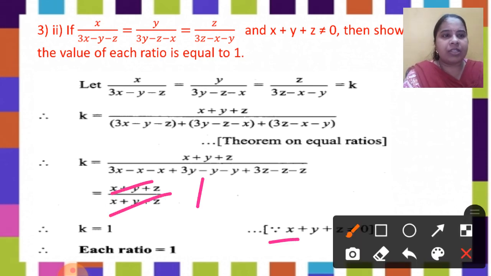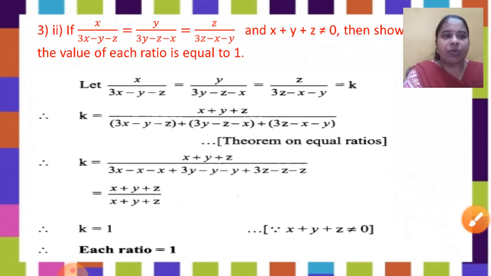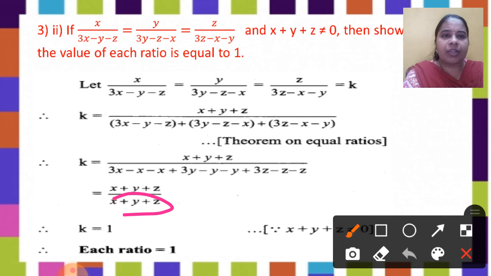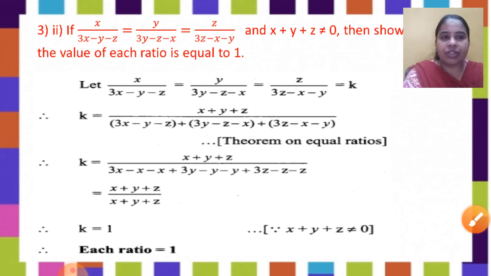And you need to write this reason which was given here, that x plus y plus z is not equal to 0. Why is it important to write? Because if it is equal to 0, the denominator here will become equal to 0, and anything upon 0 is not defined. So that is the reason this condition has to be written, and you cancel, you get it as 1. See, again try to understand.